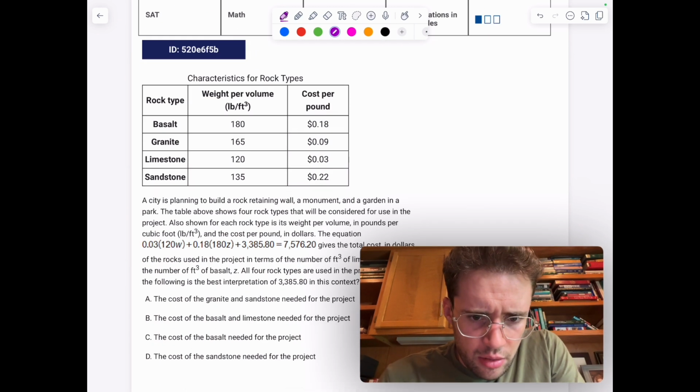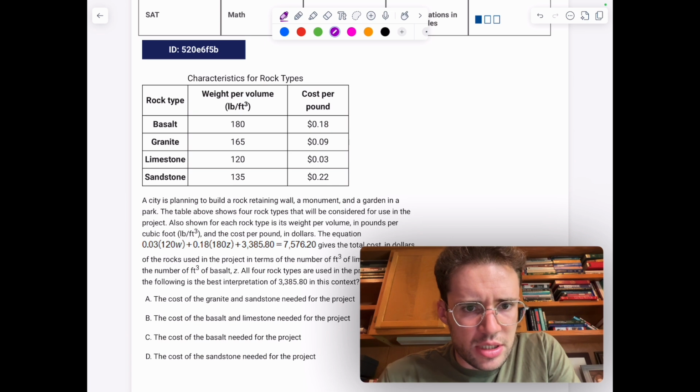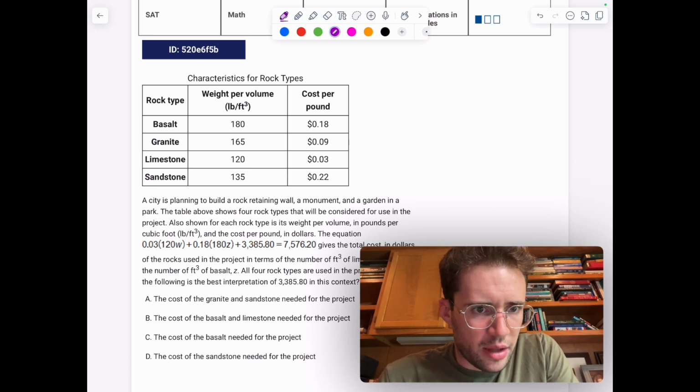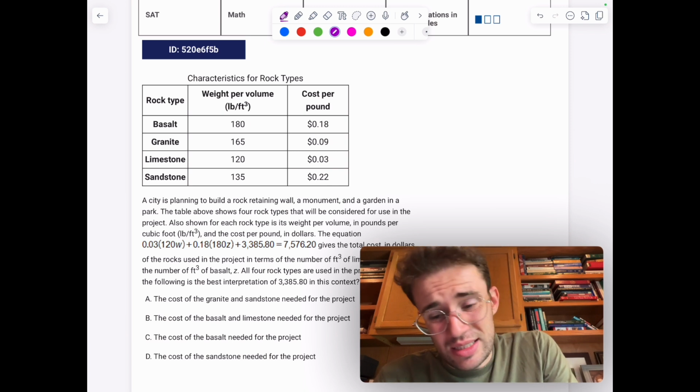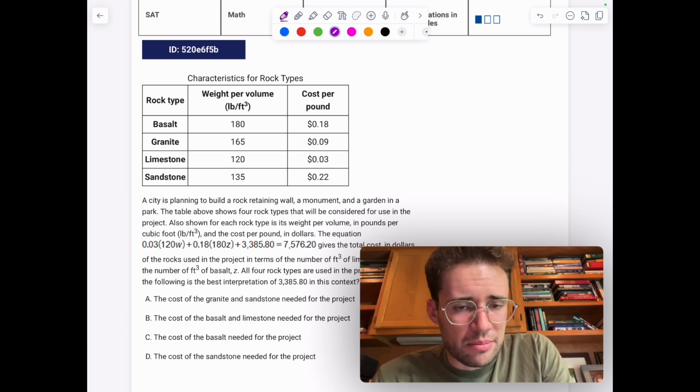Here we've got a table, we've got this description. So it says the table is characteristics of rock types. And they have the different rock types, the weights per volume, kind of like density. Density specifically would be mass, not weight, but same kind of thing. And then cost per pound.